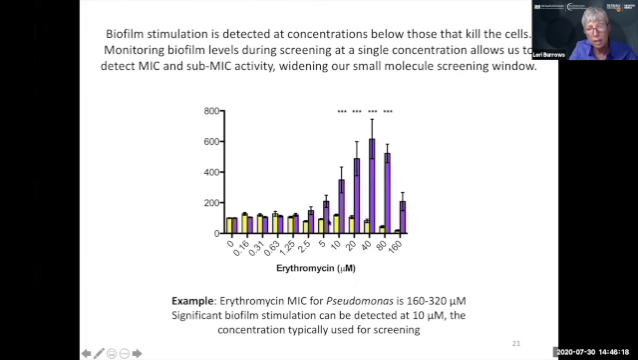However, if I look at the biofilm formation that's made by Pseudomonas at the difference between 0 and 10, I can see now at 10, which is well before the MIC of erythromycin for Pseudomonas, which is way up here at like 160 to 320, already I can see this, oh my God, I'm gonna die phenotype. And so that will alert us to the fact that, hey, this is actually potentially an antibiotic, but it's just at too low of a concentration to kill.